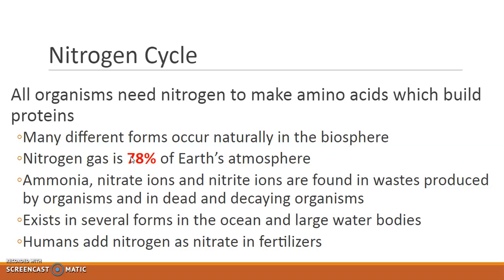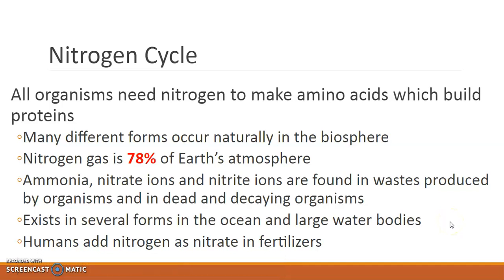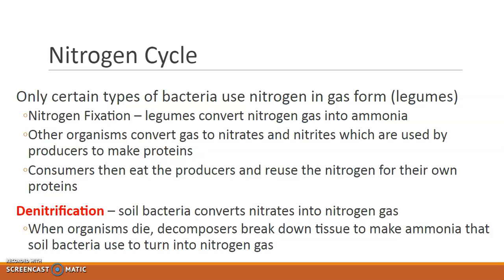So all organisms need nitrogen to make amino acids, which build proteins. Many different forms of nitrogen occur naturally in the biosphere. Nitrogen gas is 78% of our atmosphere. And then we have things like ammonia, nitrate ions, and nitrite ions that are all found in waste and in dead and decaying organisms. It also exists in oceans and large water bodies, and we add nitrogen in fertilizers, which makes soil richer and improves the produce and plant life that we get out of it. So we get a better food supply.